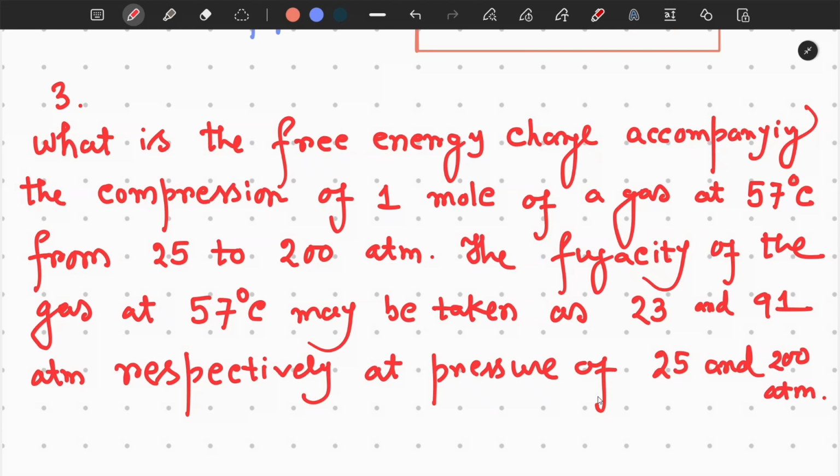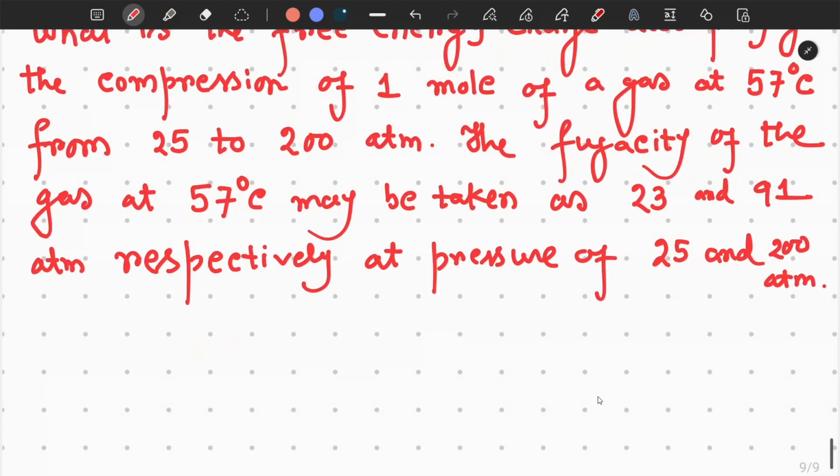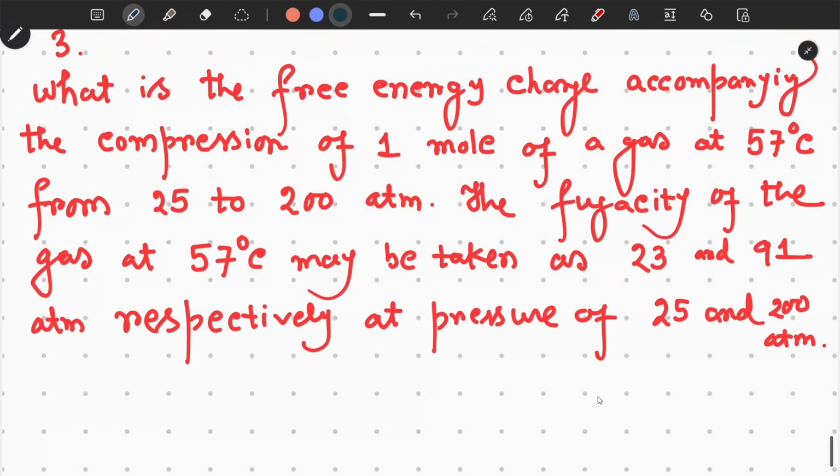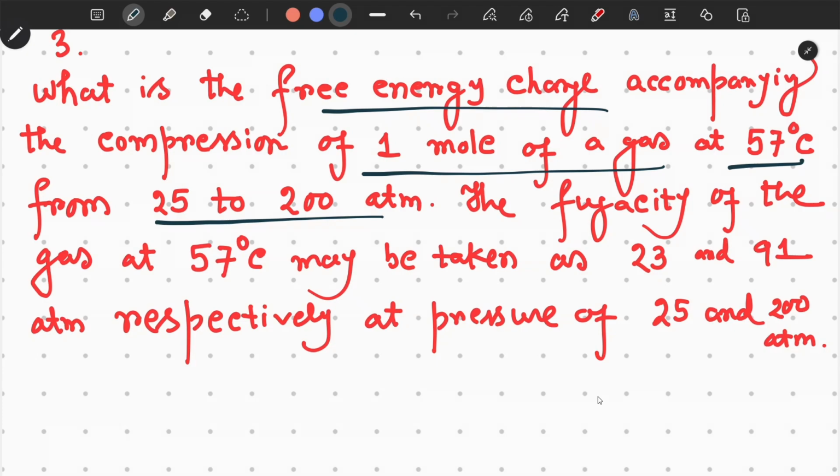Let me also do it. Okay. So what is mentioned? What they asked is the free energy change, and this is 1 mole of gas, at 57 degrees, from 25 to 280, and fugacity is given. Oh, so it's easy, I think.